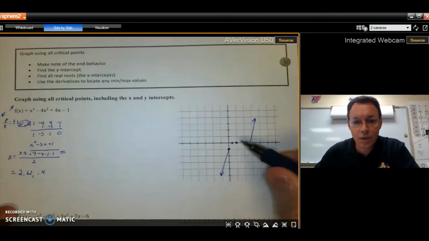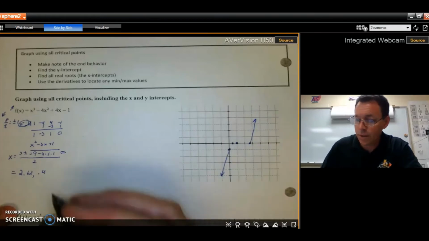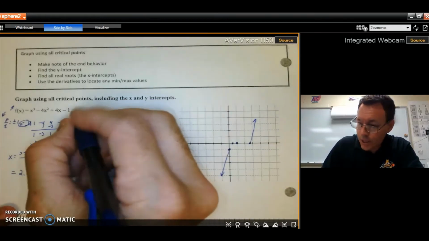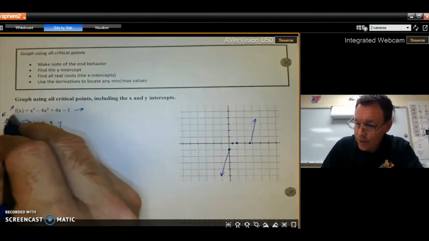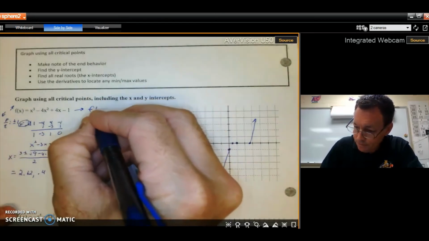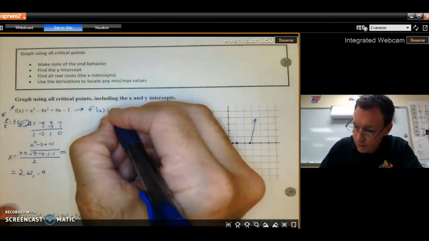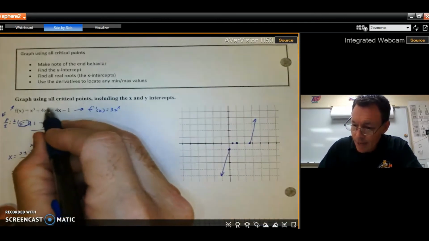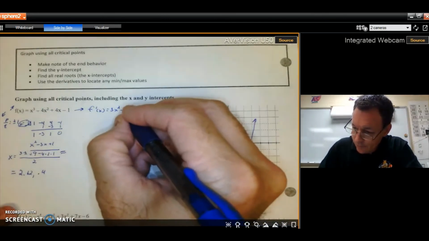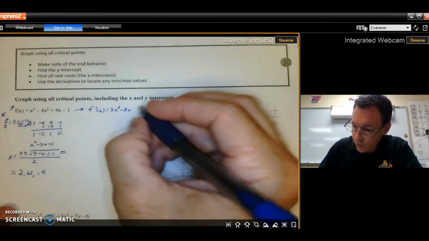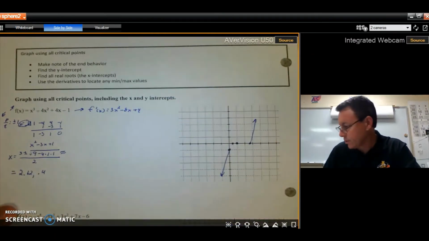Now we got to figure out what's going on in the middle. Okay, so that's what we've done already. We've done that on other days. So now I'm going to find the derivative so we can find our high and low points. So 3x squared minus 8x plus 4, that's our derivative.